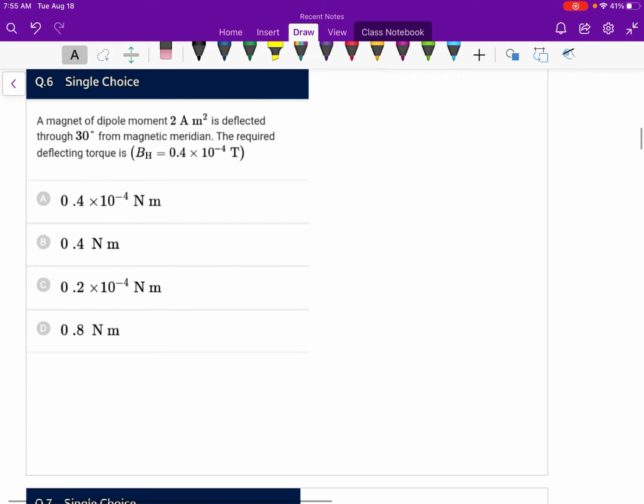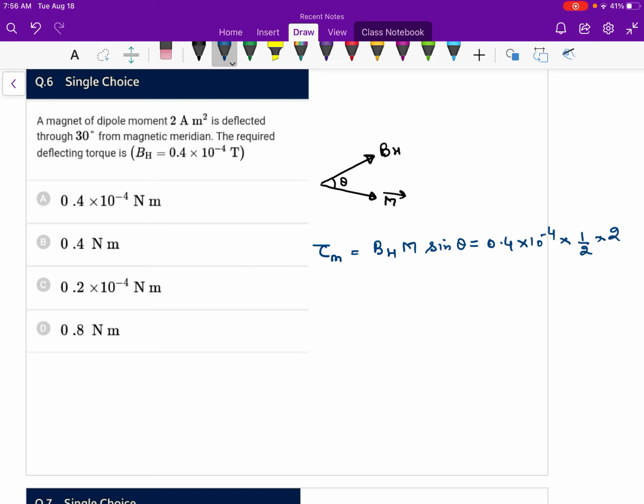Magnetic dipole moment is deflected to 30 degree from the magnetic meridian. The required deflecting torque: BH is in this direction and magnetic moment is in this direction. This angle is theta. So the torque due to the magnetic field is BH m sine theta. So this is 0.4 into 10 to the power minus 4 into half into 2. So this is 0.4.